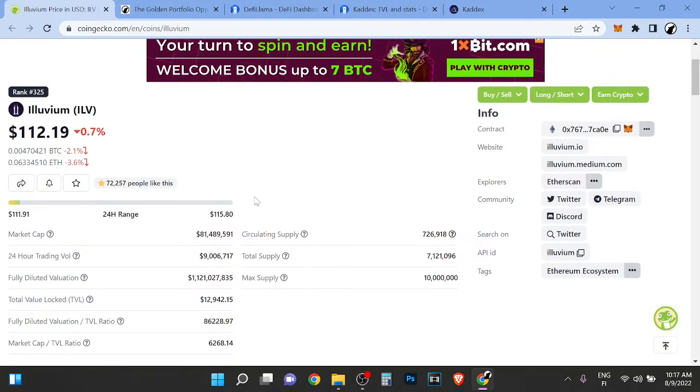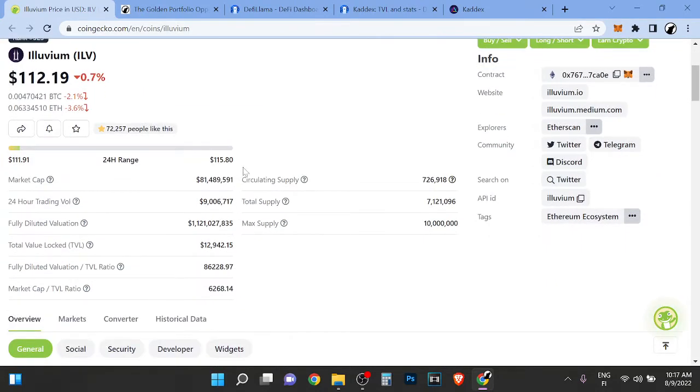So this is an Illuvium price update. Illuvium is a blockchain gaming token, and it's a game that they have been developing for a while right now. It's constantly being developed, so I'm following it. It looks great, but I don't know if it can catch the virality of games.